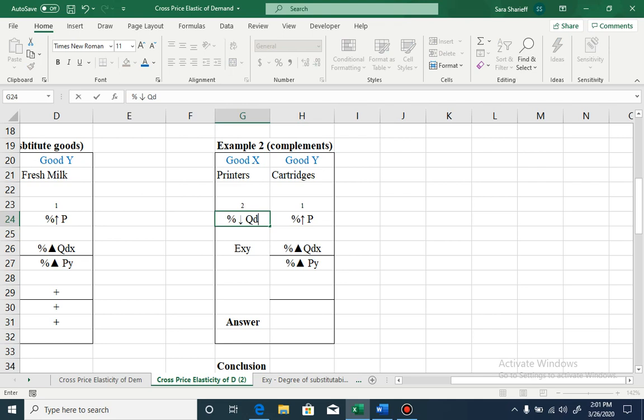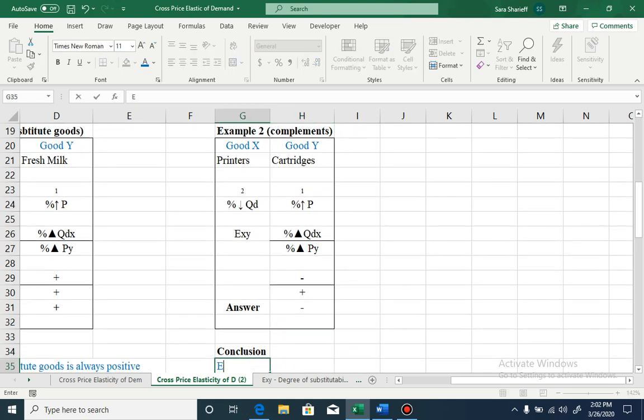What will happen in the formula? The denominator is increasing. There is some percentage increase in the denominator. So the denominator is positive, right? Denominator is positive. What about the numerator? It's negative, because there is some percentage decrease in the quantity demanded. And a negative divided by positive is always negative. What is the conclusion? That the cross price elasticity of demand of complements is always negative.